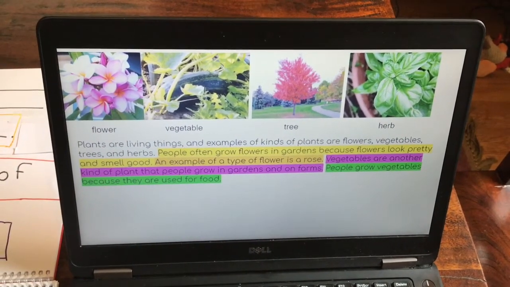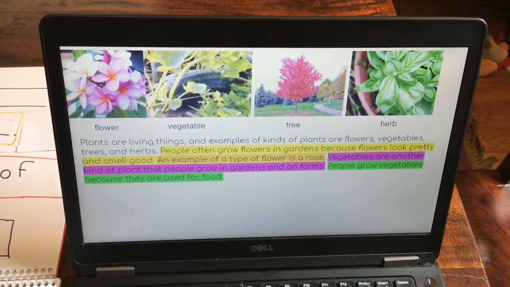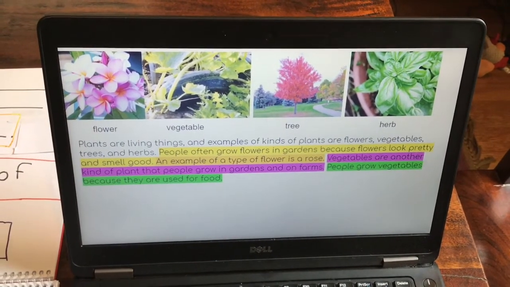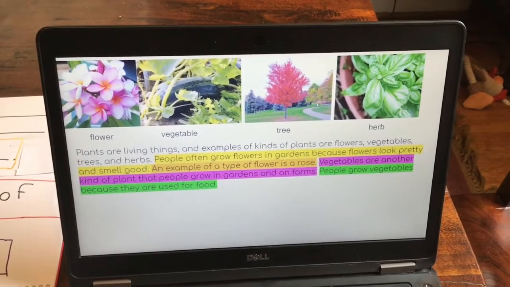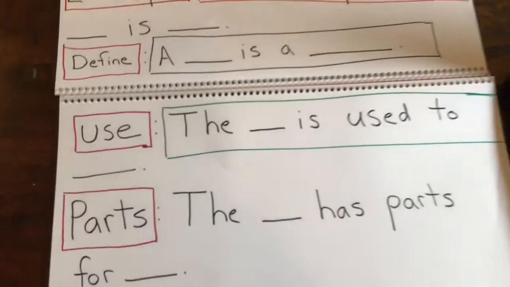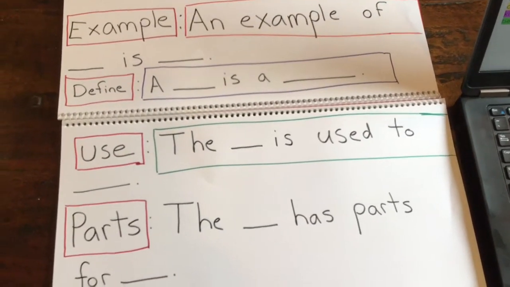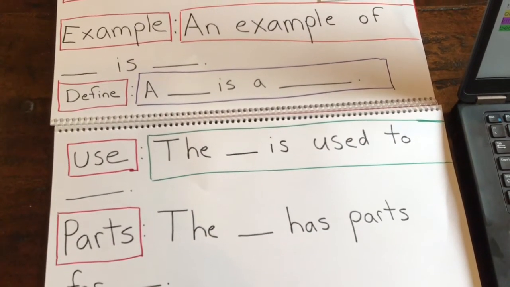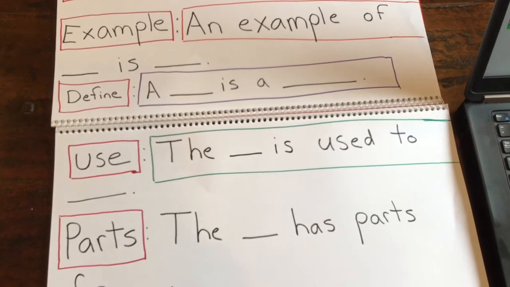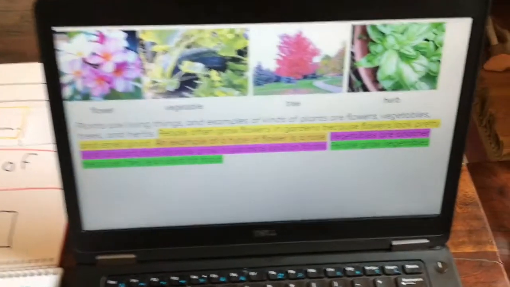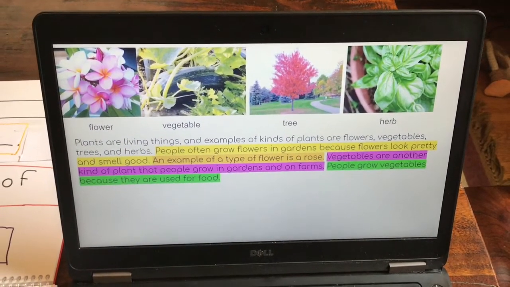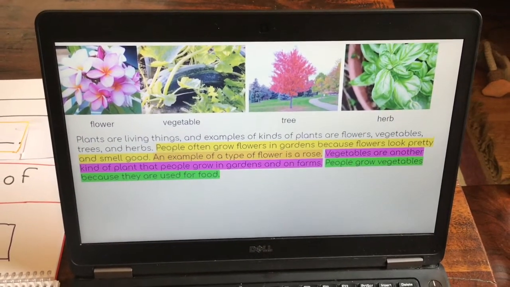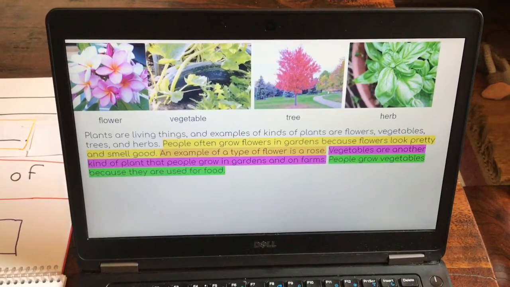People grow vegetables because they are used for food. This one is green. I used the elaboration technique of use. The sentence frame is the is used to. I didn't stick exactly with that sentence frame, but it's pretty close. People grow vegetables because they are used for food. I just changed up that last "to" that's in the sentence frame to "for."